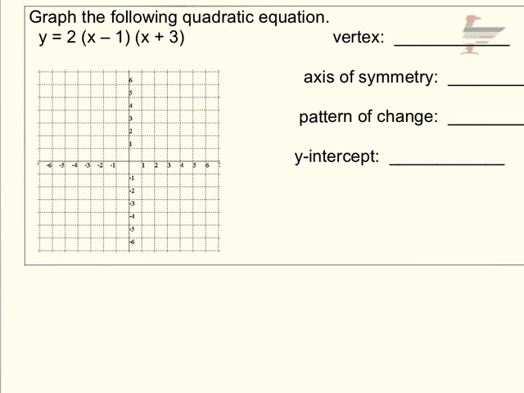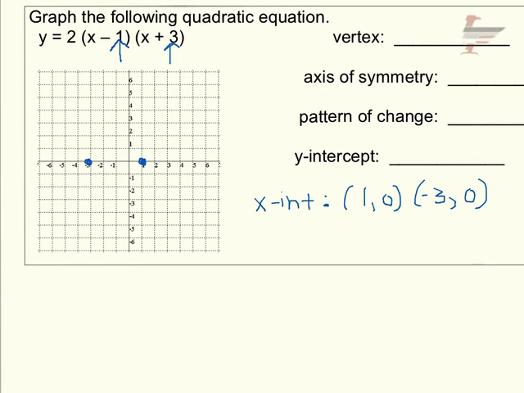So when it's in intercept form, that identifies your intercepts, and remember that they're both opposite signs. So my, oh, I didn't even put a blank here, sorry. My x-intercepts are going to be at positive 1 and negative 3. And I'm going to plot those. Positive 1 and negative 3 are going to be my x-intercepts.